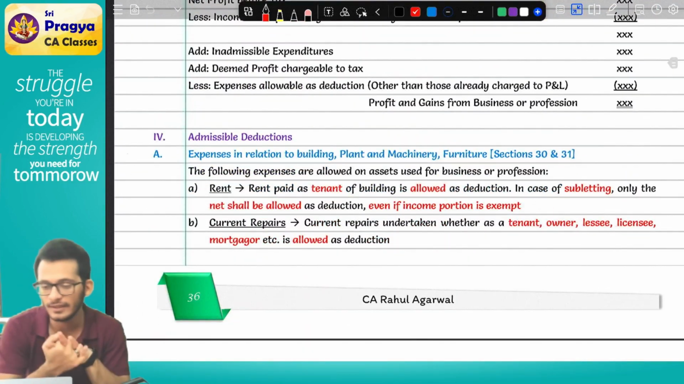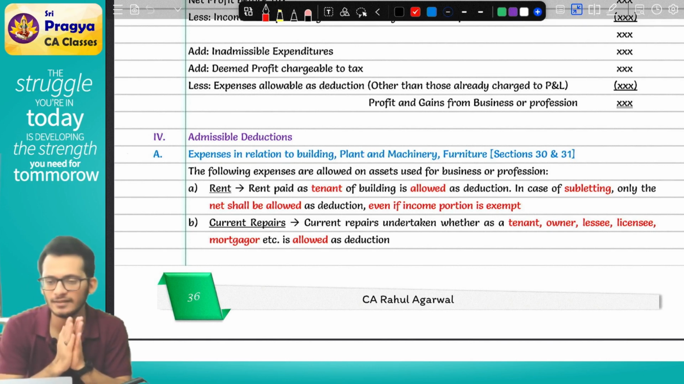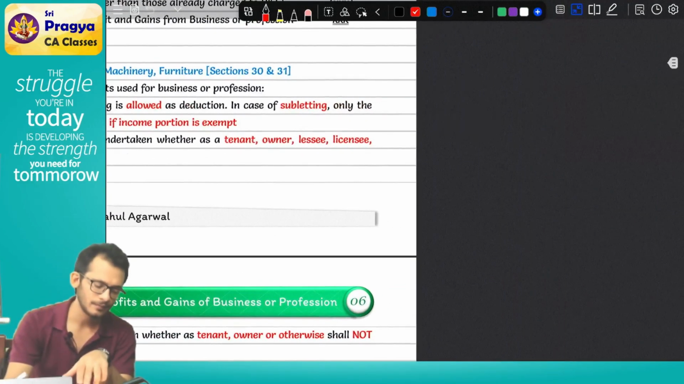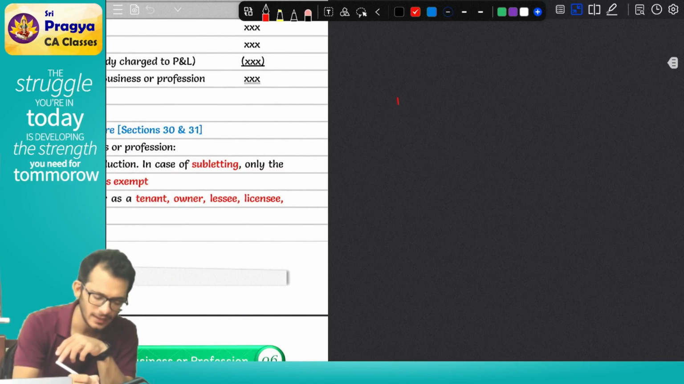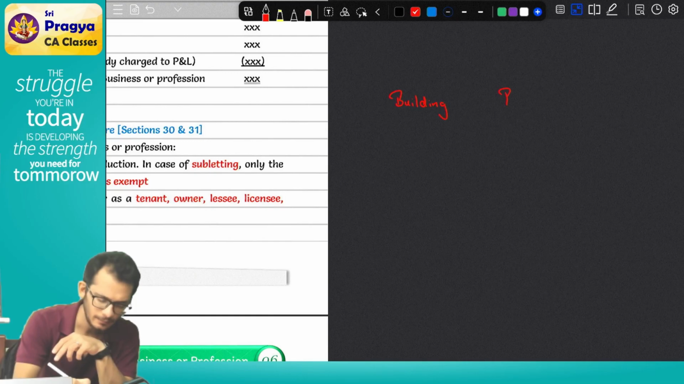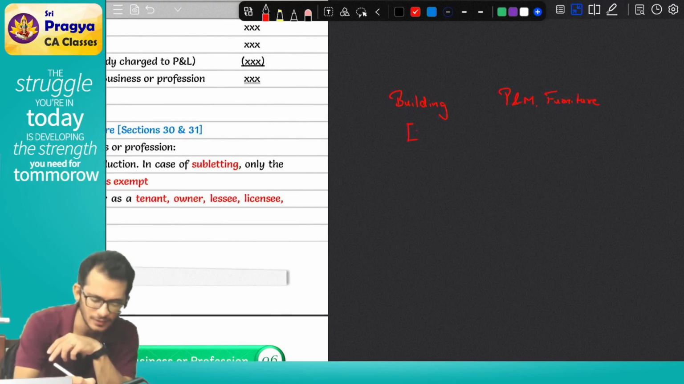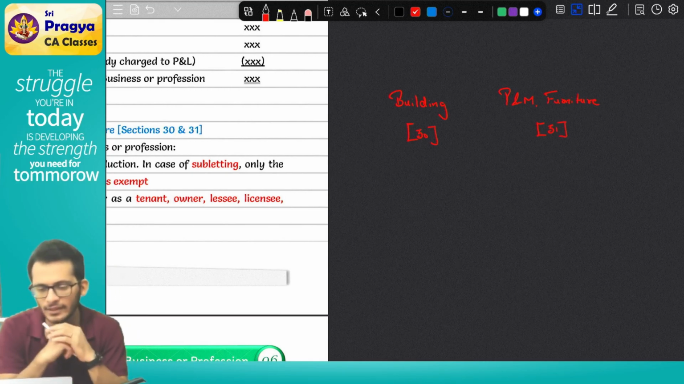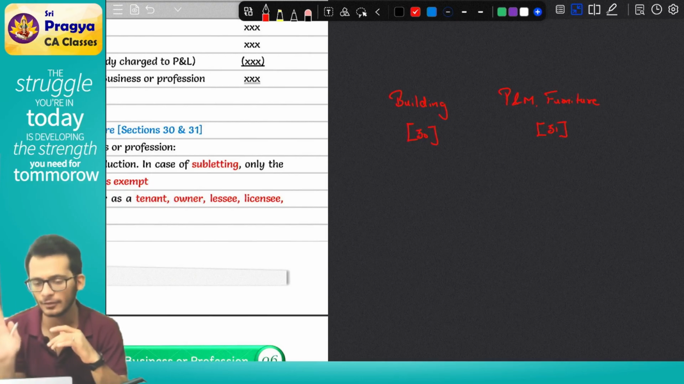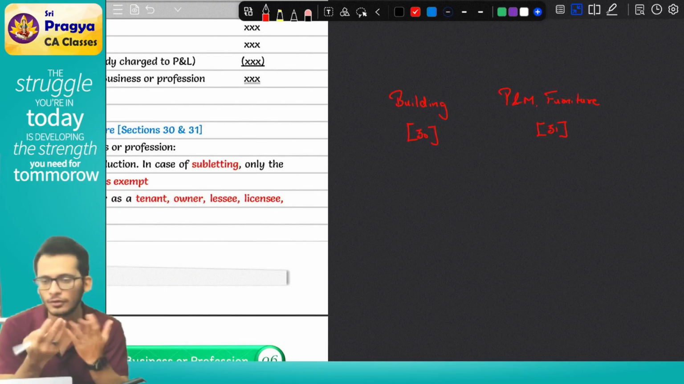Starting from the first 30 to 38, the first items are 30 and 31. 30 and 31 basically talk about any kind of expenses you incur for 2 items. One item is called building. The other item is called plant, machinery, furniture. Building is 30, plant, machinery and furniture is 31. So income tax is coming and saying if you are going to incur some expenses relating to building, plant, machinery and furniture, I will tell you what to do.